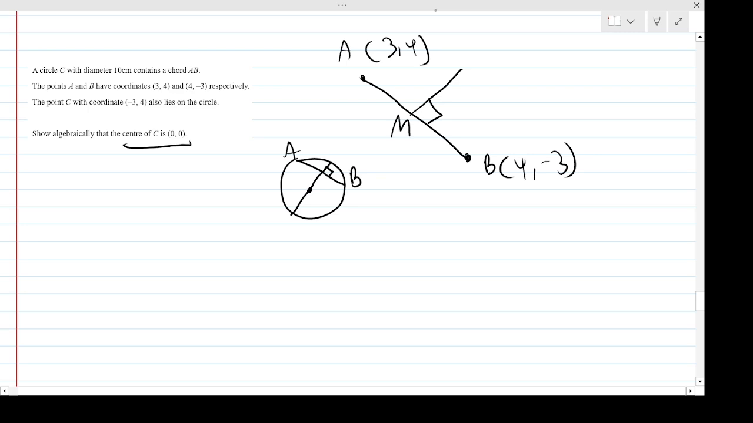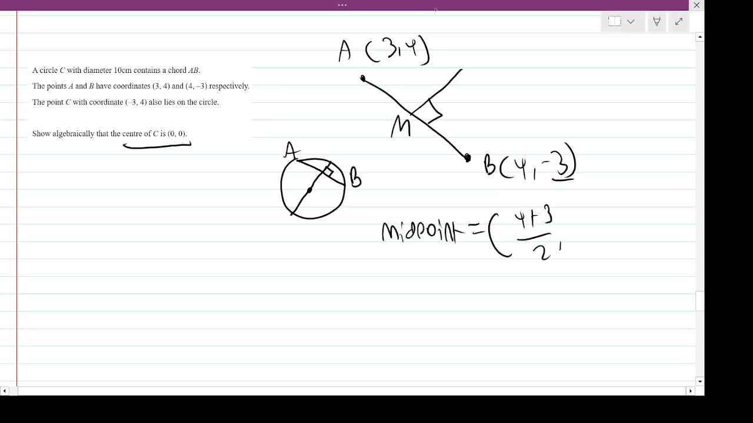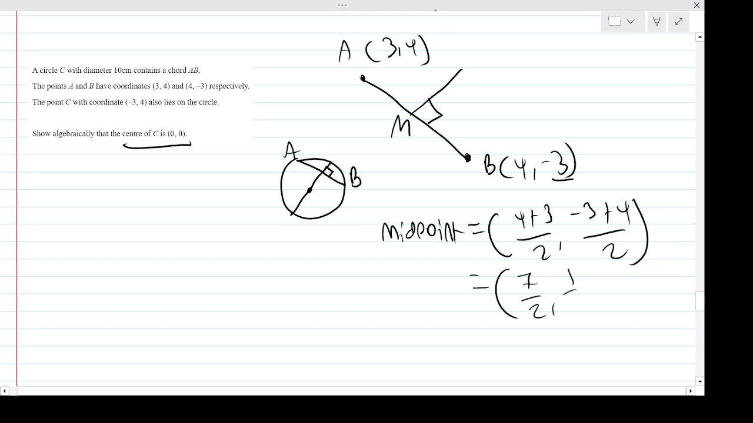Again, that will have a midpoint M. So again, we're going to do our usual stuff. Firstly, we want to consider the midpoint between A and B. So we add the 2 x coordinates. First we get 4 add 3 over 2. Then we add the y values. We get -3 plus 4 over 2. If I do that, that would get me 7 over 2. -3 add 4 will be 1 over 2. And there we are. So that's our midpoint.